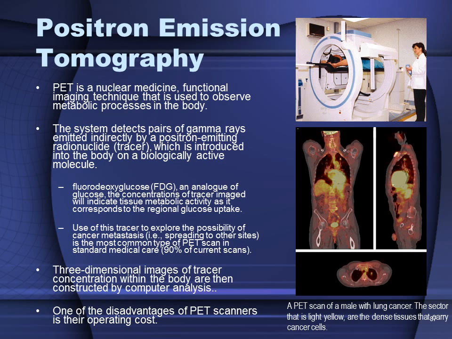One example is fluorodeoxyglucose. This tracer is used to explore the possibility of cancer metastases spreading to other sites, and is the most common type of PET scan in standard medical care, or 90% of the current scans. Three-dimensional images of the tracer can also be produced.